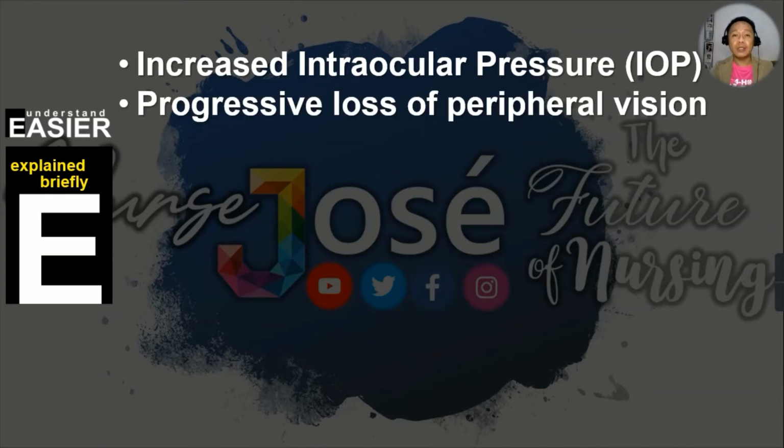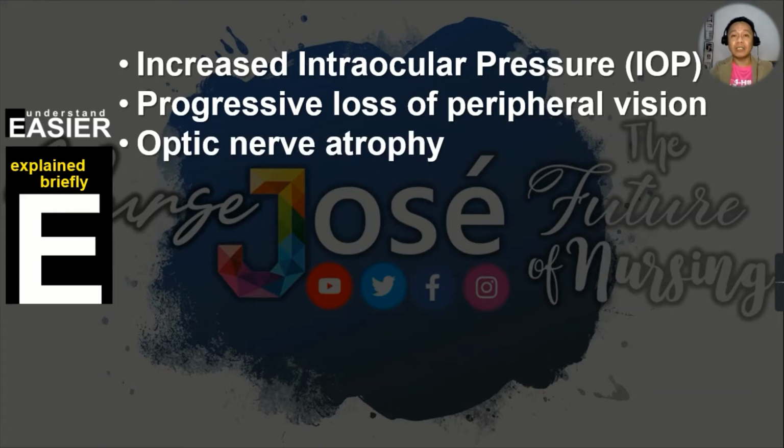This condition involves a progressive loss of peripheral vision. Just take note, for individuals with glaucoma, there is an intact central vision. What is greatly affected is going to be your peripheral vision. The peripheral vision is going to have its progressive loss.